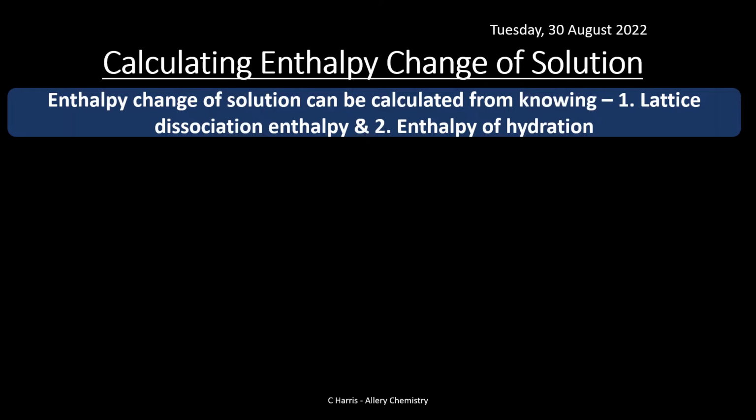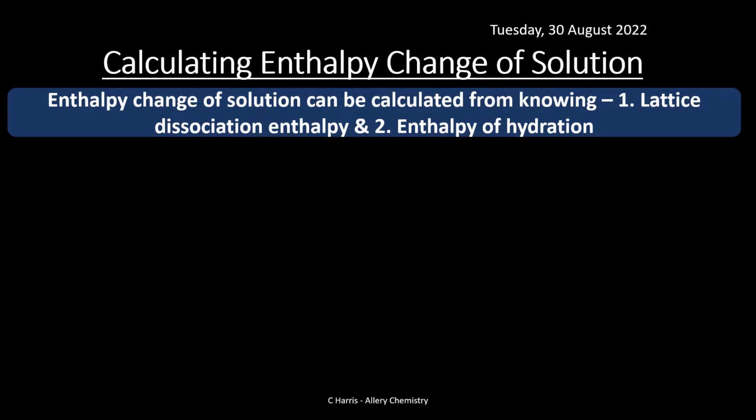Let's put some maths to this. Obviously, it wouldn't be chemistry without adding a bit of maths. So the enthalpy change of solution can be calculated from knowing, 1, the lattice dissociation enthalpy, and 2, the enthalpy of hydration. Now, we've seen enthalpy of hydration already, and we've heard of enthalpy change of solution already.